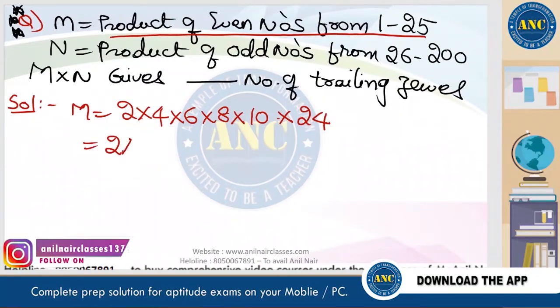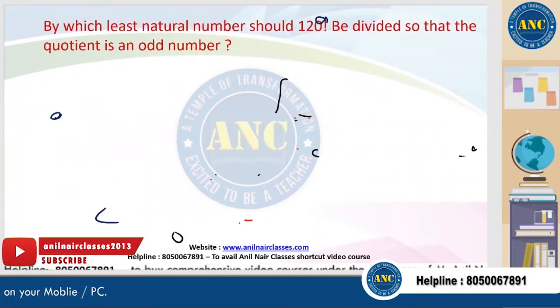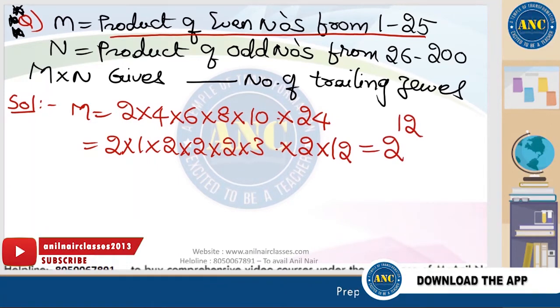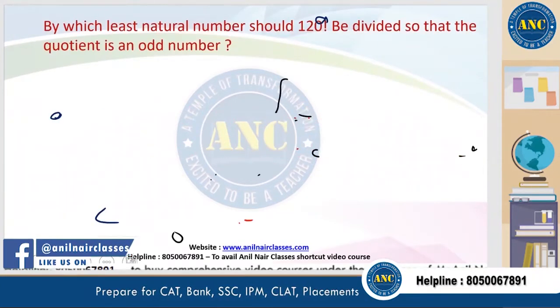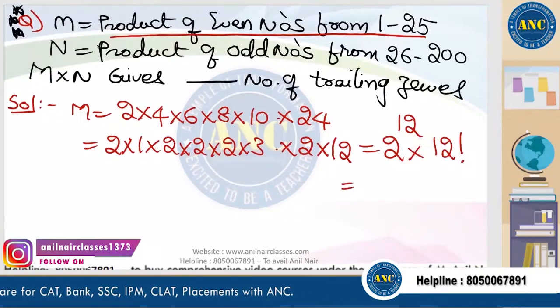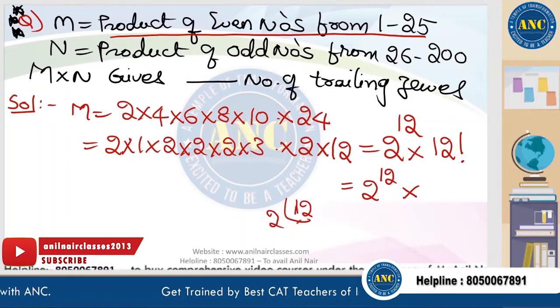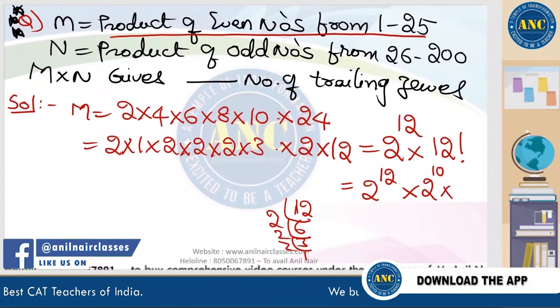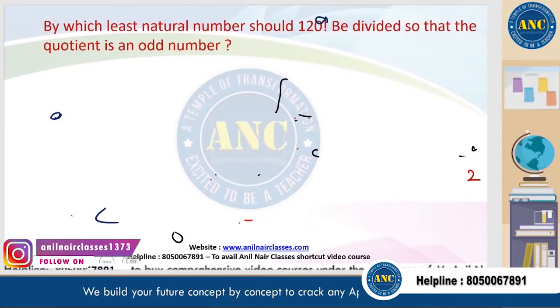So 2 is 2 into 1, 4 is 2 into 2, 6 is 2 into 3, 24 is 2 into 12. 2 is multiplied 12 times. So 2 power 12 into 1 into 2 into 3 up to 12 is 12 factorial. So in total I got 2 power 12 into 12 factorial. If I take out the 2s from 12 factorial, 2 6s are 12, 2 3s, 2 1s, that is 2 power 10. For 5, 5 2s are 10, so 5 square.